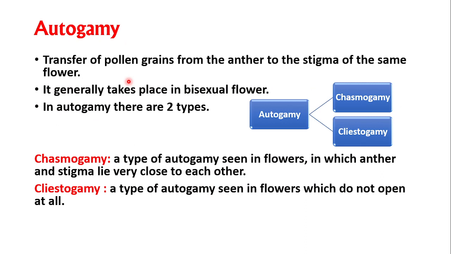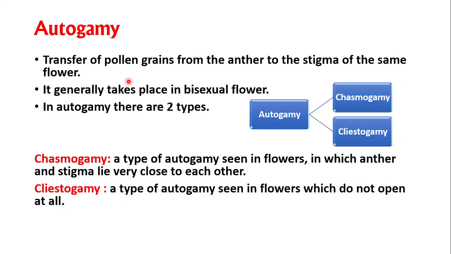So what exactly is meant by autogamy? Here the transfer of pollen grains takes place from the anther to the stigma of the same flower. That means it is as good as self pollination. What is self pollination? It is a type of pollination in which the transfer of pollen grains takes place from the anther to the stigma of the same flower. That is called autogamy, or self pollination.